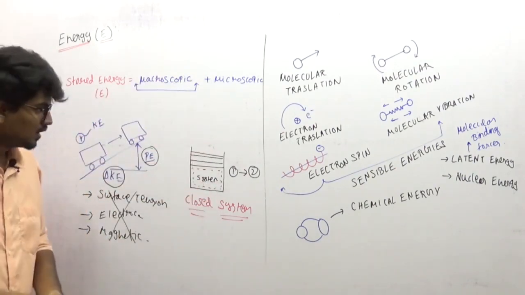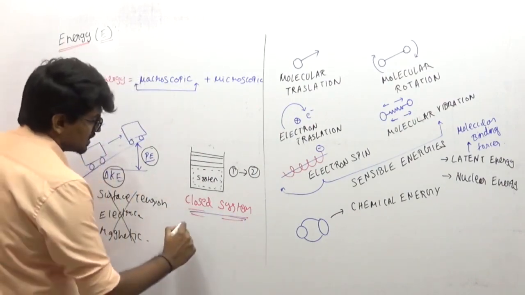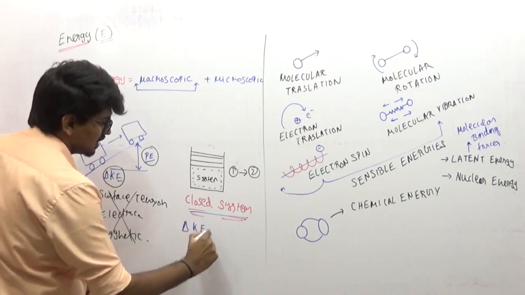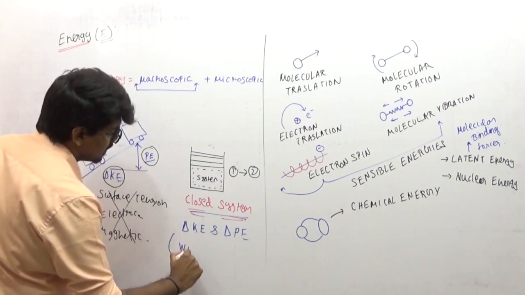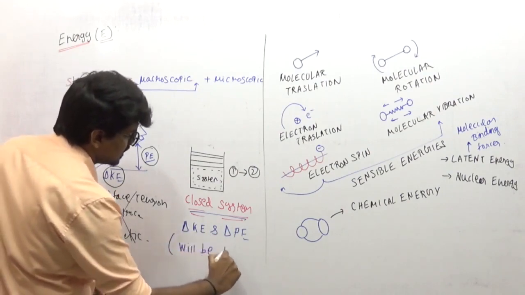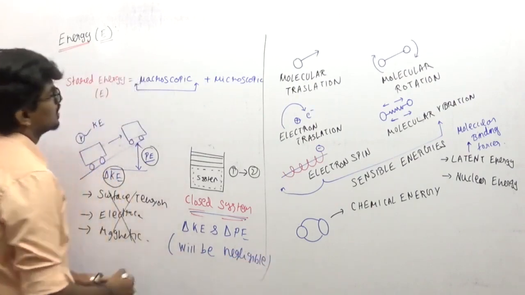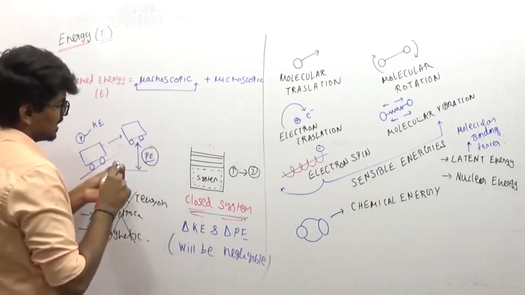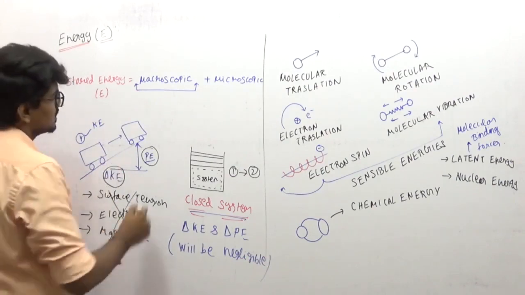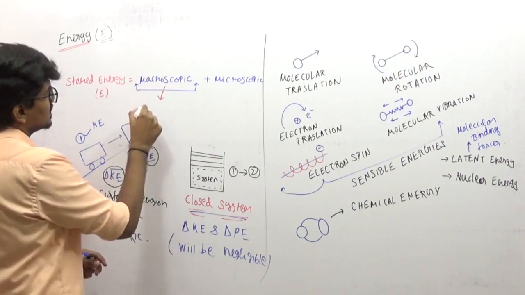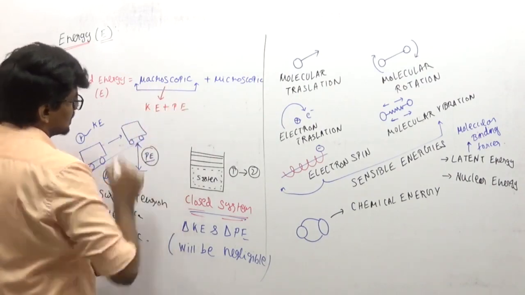Okay, so for a closed system, the change in kinetic energy and change in potential energy will be completely negligible. Now, macroscopically, what are the energies which we got? We have some other forms of energy, but in thermodynamics they are not very significant. So in macroscopic energy, we got kinetic energy and potential energy.